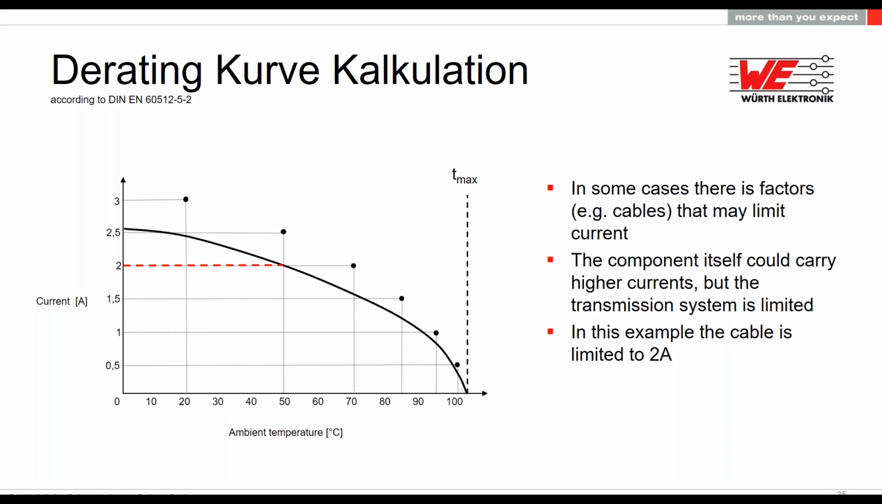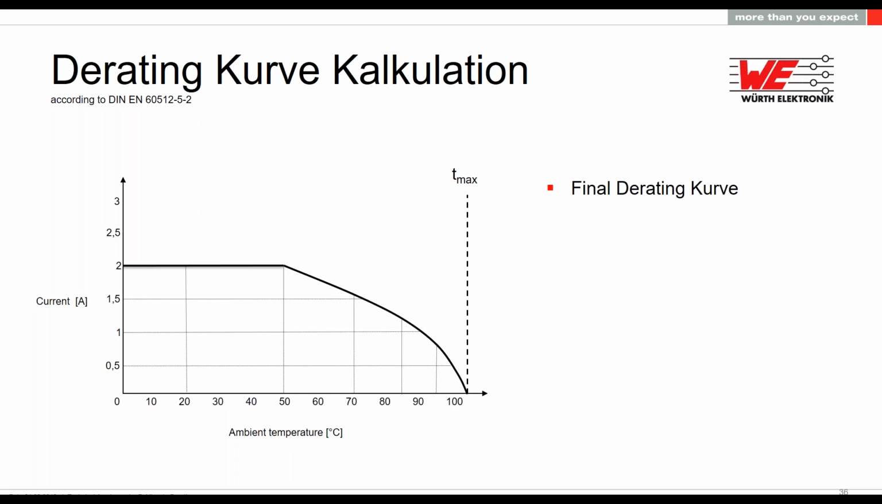And you can see with the red line on the left side, we limit the derating curve to 2 amp from the beginning, even if the connector could do more because of the cable, and then we have the curve going down with higher temperature at the end. So in this case, this would be the final derating curve, how you can find it. Okay, that's how it works.